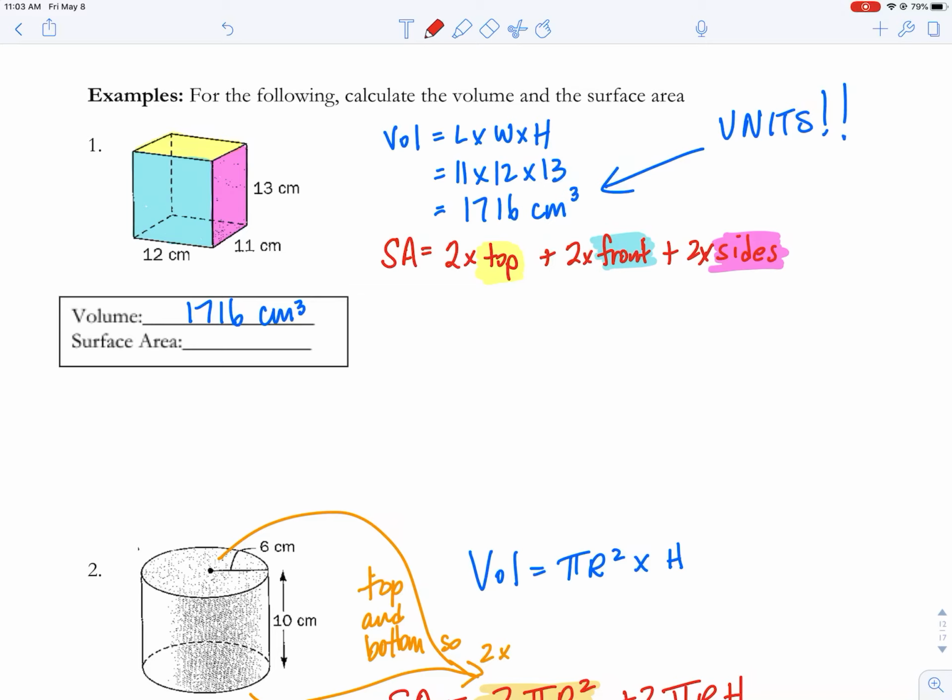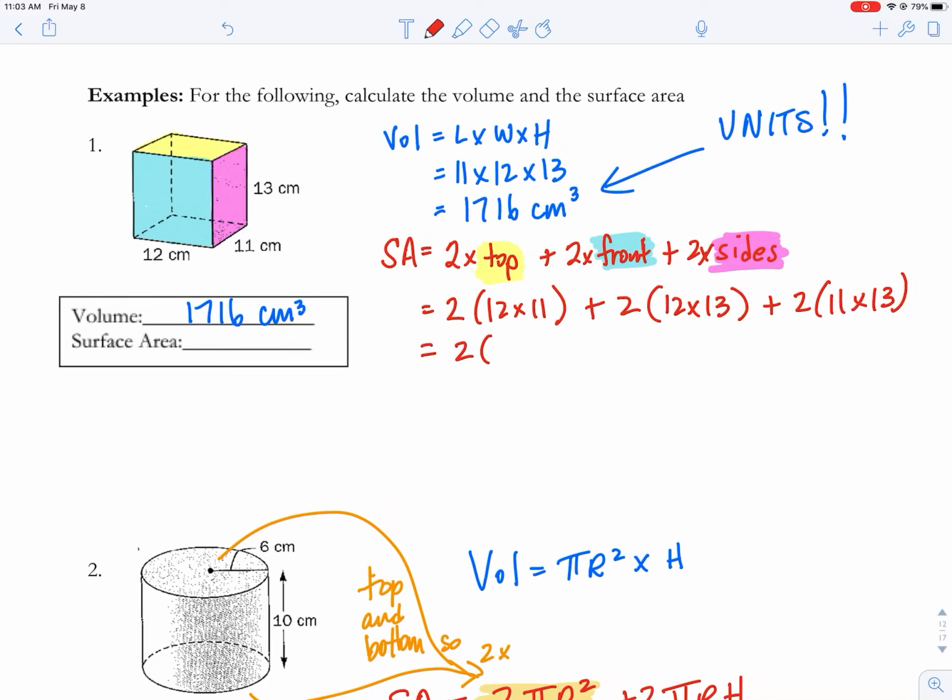Those are the ones I colored blue. And those are going to be the same size. And then the 2 sides are also going to be the same size. So when we do this, it's going to be 2 times the top, which is the same as the bottom, so that's going to be 12 times 11. And then the front is the blue, so that's going to be 12 times 13. And then the sides are the pink, so 2 times 11 times 13.